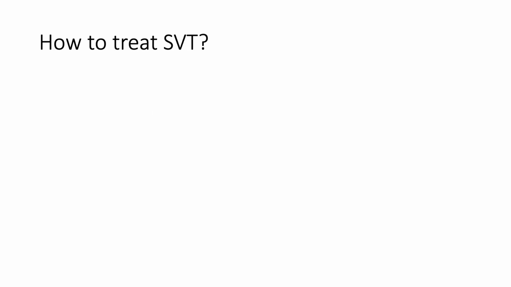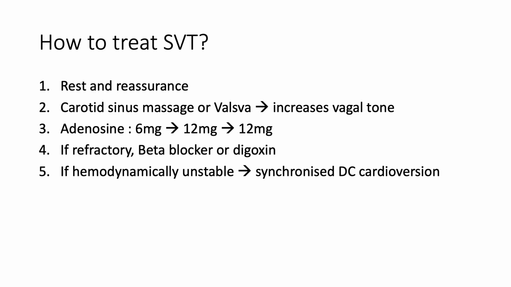Alrighty. How do you treat a supraventricular tachycardia? Rest and reassurance first up. Then we try our maneuvers. A carotid sinus massage, not bilaterally, right, simultaneously, please, because then you're going to evoke syncope. So carotid sinus massage on one side, or a Valsalva, that serves the purpose of increasing your vagal tone.